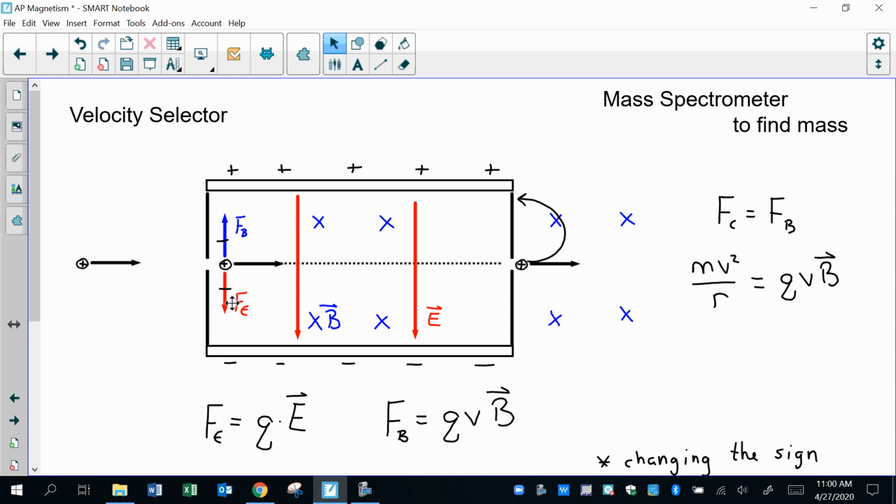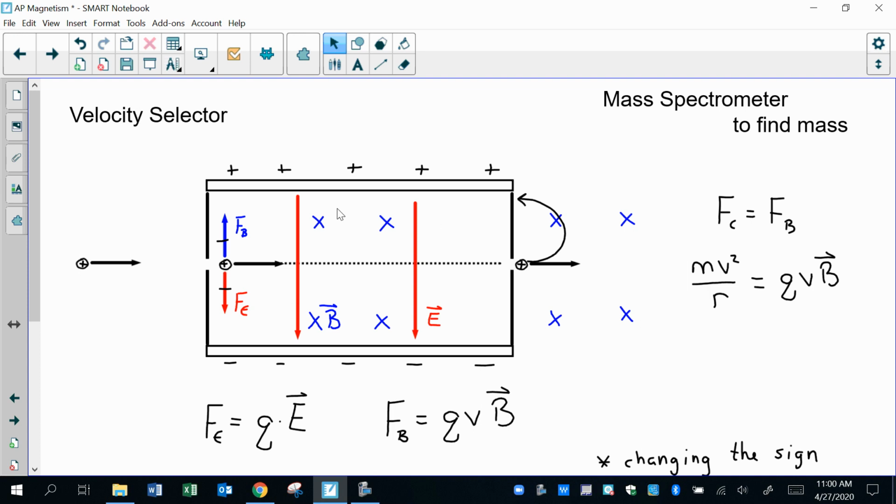The red electric force is independent of velocity. Fast or slow, I get the same red arrow going down. The blue arrow, however, depends on our speed. So if I shoot it really fast, this thing's going to get extra force going up and it's going to crash up here. Shoot it really slow and it crashes down here. Shoot it at just one single perfect speed and it goes in a straight line. So what I can do is shoot a beam of particles through this little region, and only charges going the perfect speed will come out the other end.